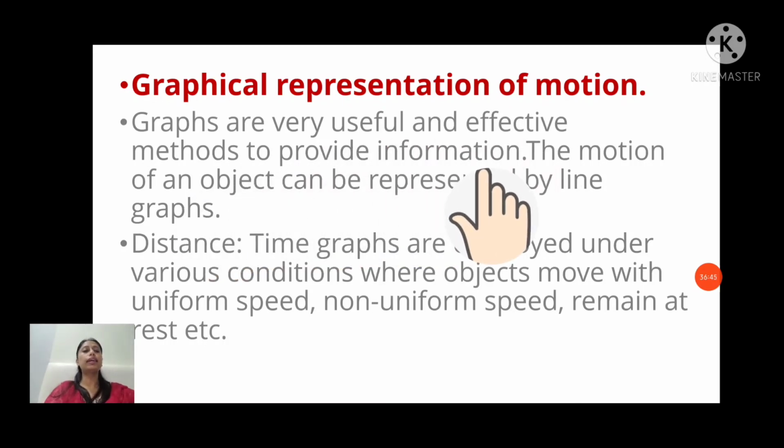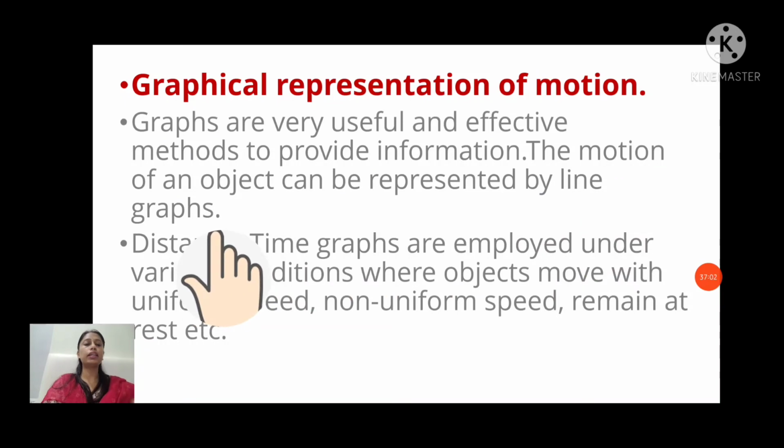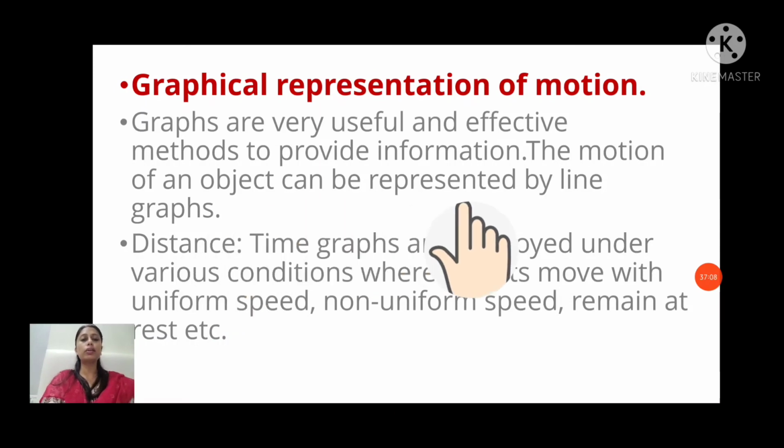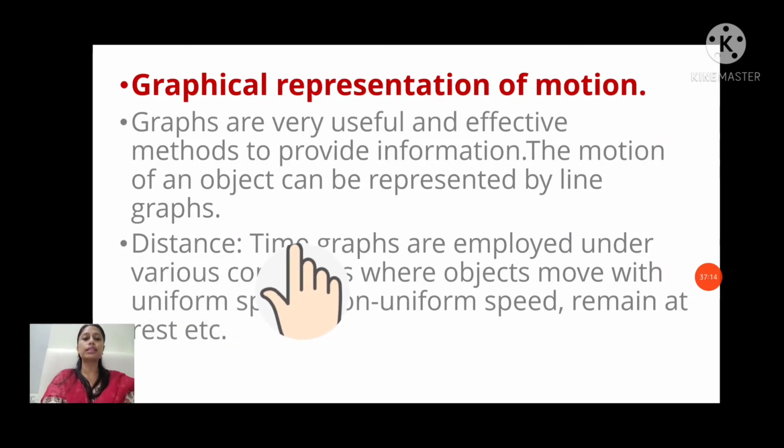As we know, graphs are very useful, and we use graphs for representing distance, time, and more. It is a very effective method to provide information. Through a graph, you can understand the information in a short way. The motion of an object can be represented by line graphs. If you have to represent the motion of any object, you can use a line graph and easily represent it. So when you are representing motion, you need to understand the distance time graph.